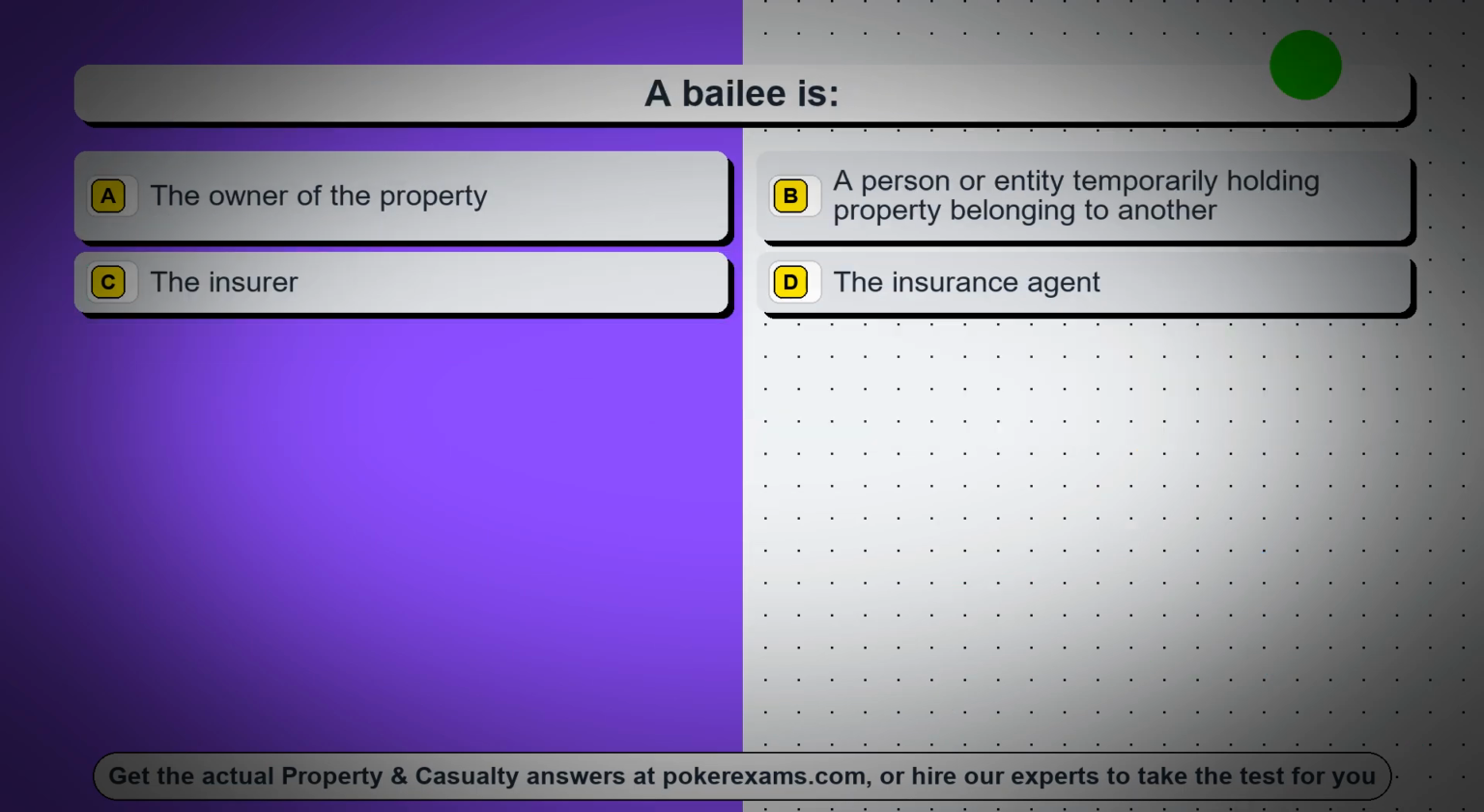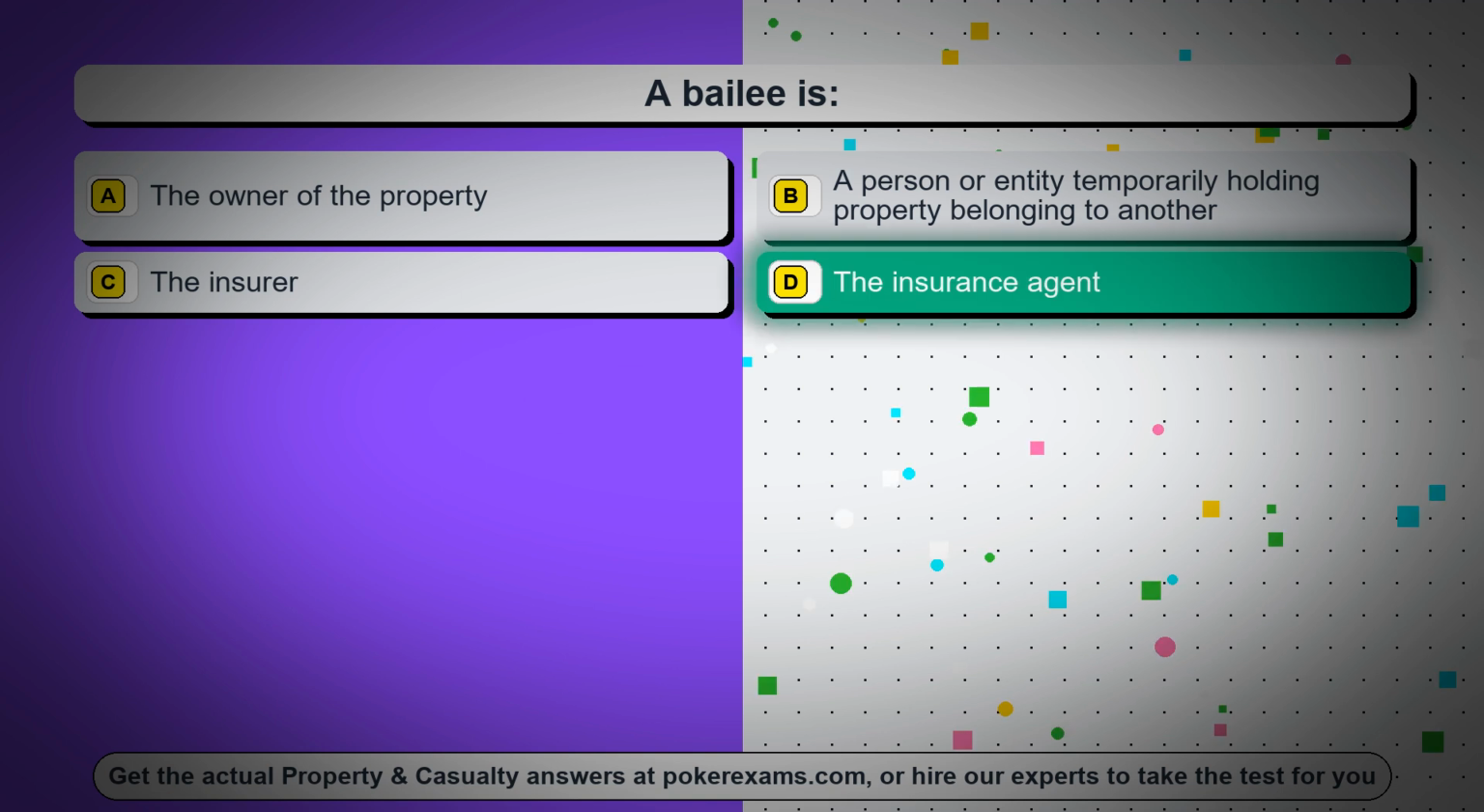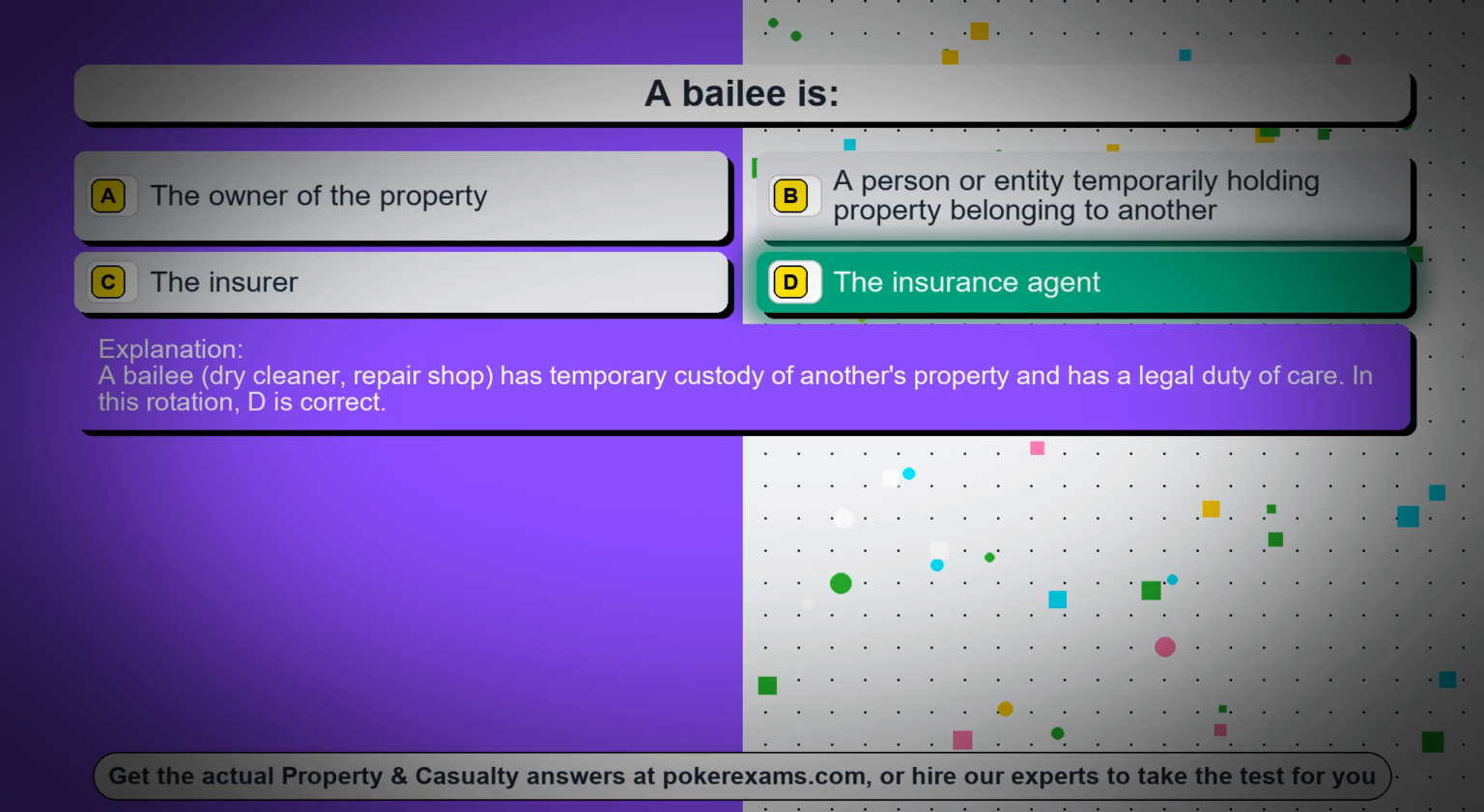Question 7. A bailee is, Option A, the owner of the property, Option B, a person or entity temporarily holding property belonging to another, Option C, the insurer, Option D, the insurance agent. The correct answer is Option D, the insurance agent. A bailee, dry cleaner, repair shop, has temporary custody of another's property and has a legal duty of care. In this rotation, D is correct.